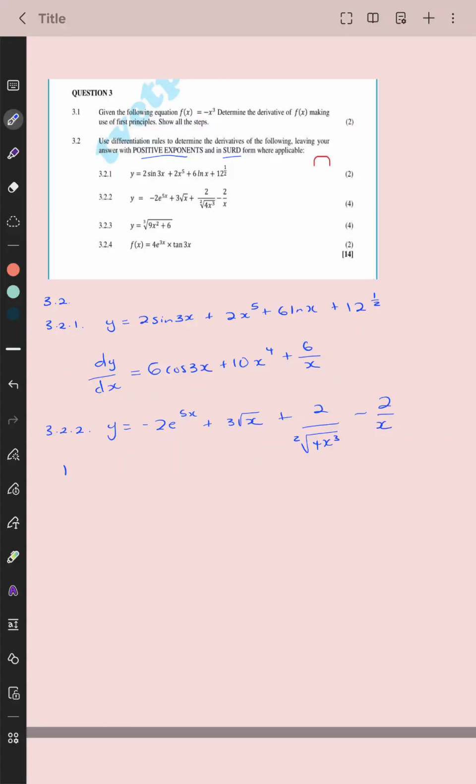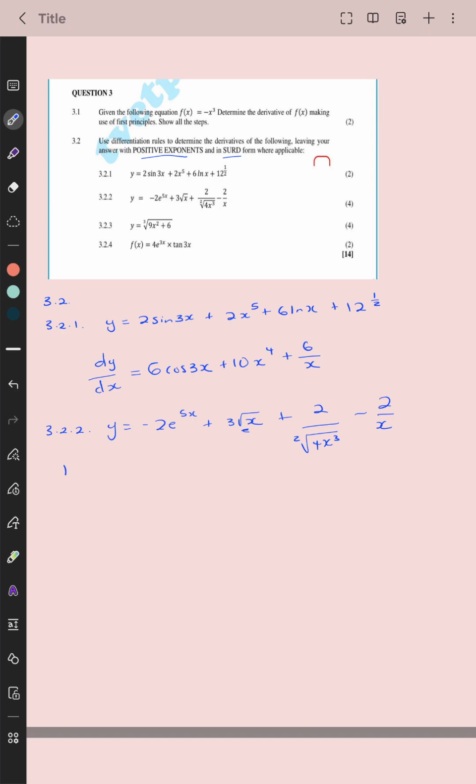Now we are at 3.2.2. We are looking at our equation. First question we always ask ourselves before I start with differentiation: is my equation differentiation ready? No, why not? Because I have surds for the variable, and I also have the variable in the denominator.